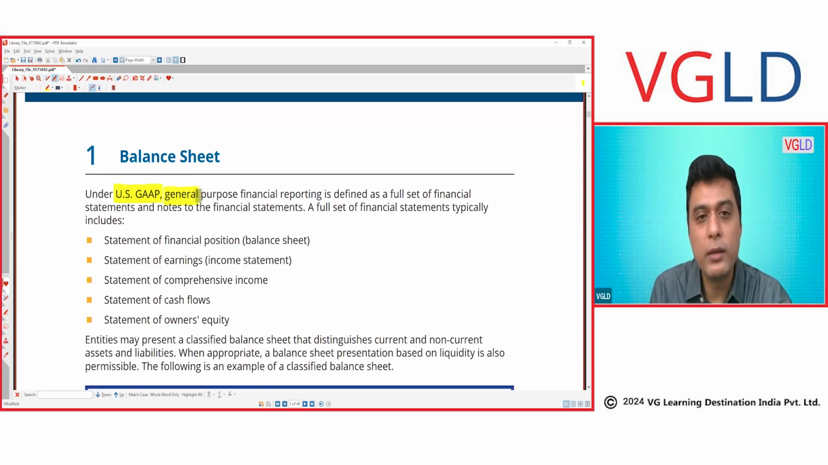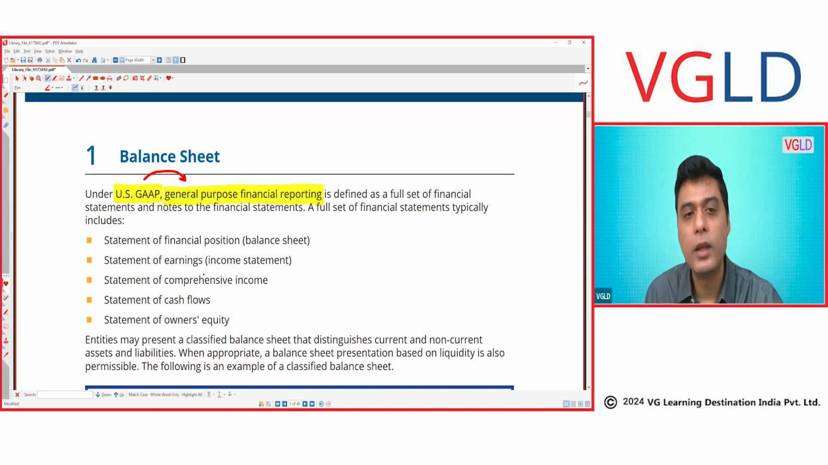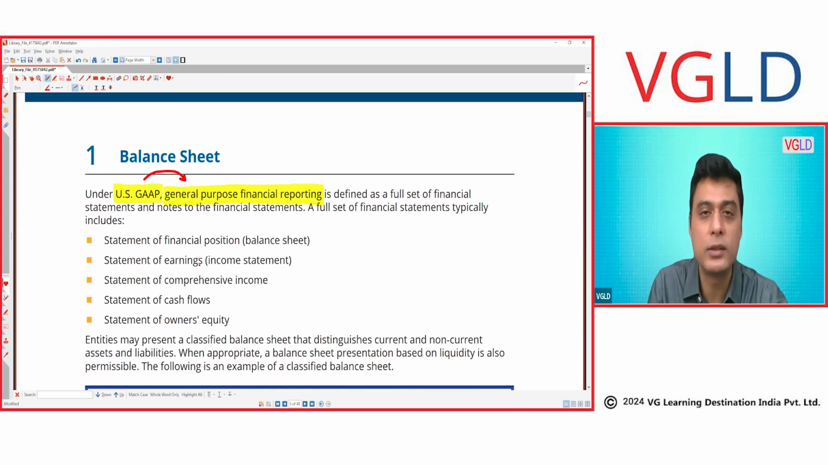General purpose financial reporting. US GAAP is a general purpose financial reporting framework. IFRS is a general purpose financial reporting framework. Similarly, UK GAAP, German GAAP, Canadian GAAP, Indian GAAP, Russian GAAP, French GAAP. These are general purpose financial reporting frameworks. So what is the other thing? The other thing is special purpose financial reporting frameworks. We will cover special purpose financial reporting frameworks later. There is a separate module.